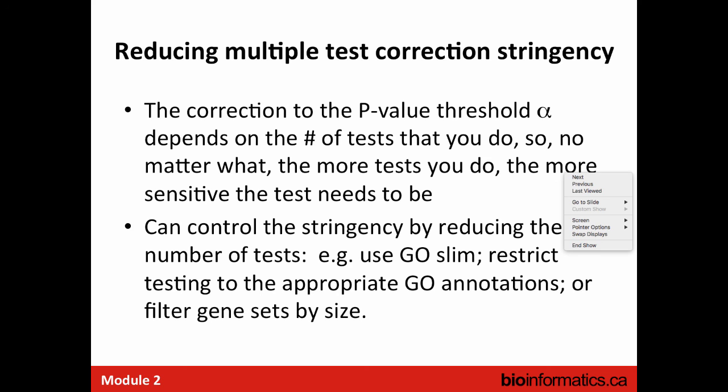You can use GoSlim. You can restrict testing to only the appropriate GO annotations. Or one other way that people tend to do it is they filter the pathways by their size. You have to do this extremely carefully. Pathways with one or two or three genes in them, because of the way the hypergeometric test or the ranked list tests work, will never give you a small p-value. So a common thing that people do is they say the pathway has to have a certain size. Some people use 10, I use 30, that type of thing.